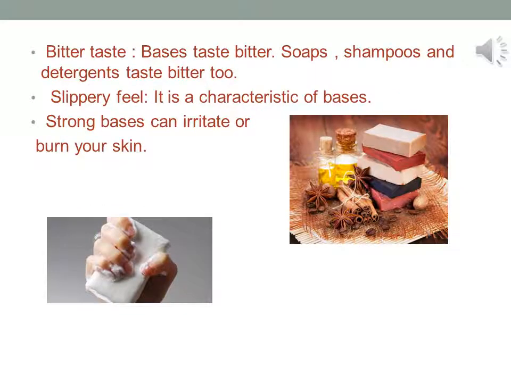So the first property of a base is the bitter taste. Bases taste bitter, like soaps, shampoos, and detergents. But we should not identify a substance as a base by a taste test. The second property is the slippery feel. This slippery feeling is another characteristic of bases. But as I said before, we shouldn't taste a substance to identify it as a base. Also, we shouldn't touch it, because strong bases can irritate or burn your skin. So a safer way to identify bases is by their other properties.